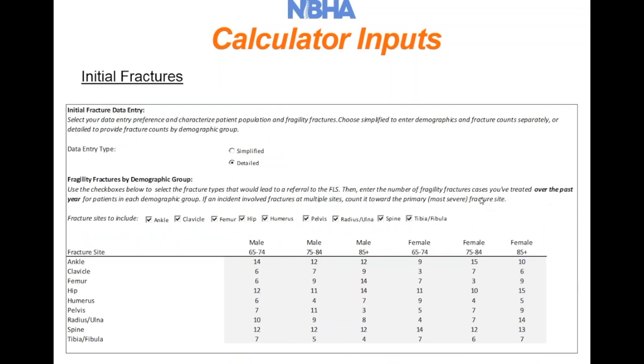under the detailed option, which again we've said is the preferred, which requires that the user input for each demographic category the number of fractures they've treated over the past year. If, for example, you in your organization's FLS program would choose not to attempt to recruit patients with ankle fractures into the FLS, you could uncheck the box corresponding to ankle here, and the ankle would disappear from this table, and we wouldn't account for ankle fractures when estimating the caseload of the FLS program.